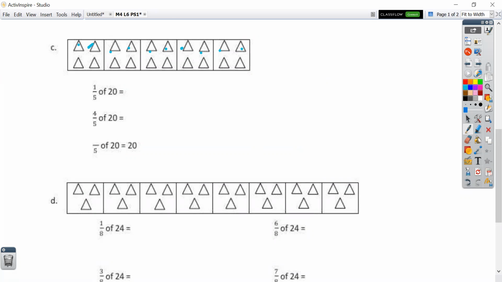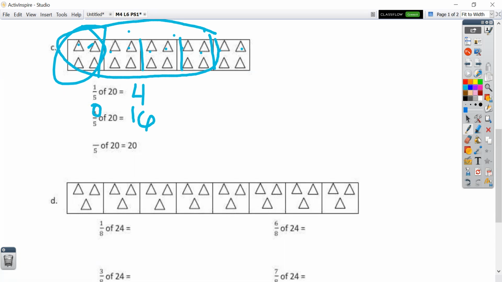All right, so 1/5 of 20. Well, we see that they're already grouped into 5 groups, so we're just looking at one of them. Well, one of those is going to be 4. Now we're looking at 4 of those groups. So 4 times 4 should give us 16, right? Does that make sense? Because I was looking at 4 of those groups this time, and each group had 4 in it, so I did 4 times 4.